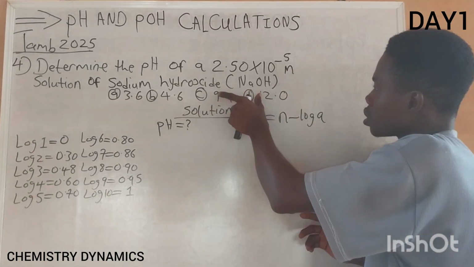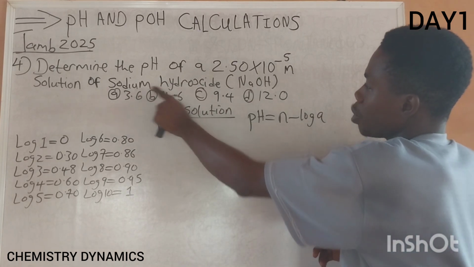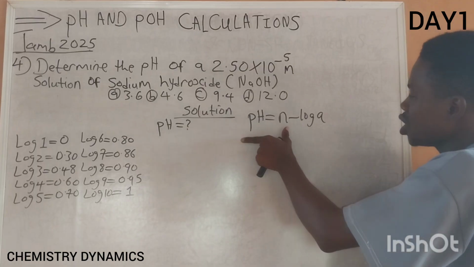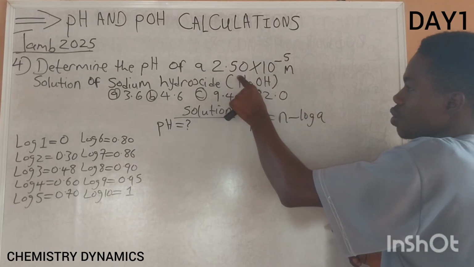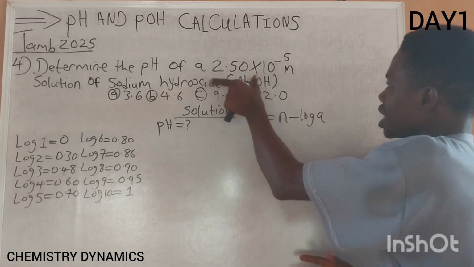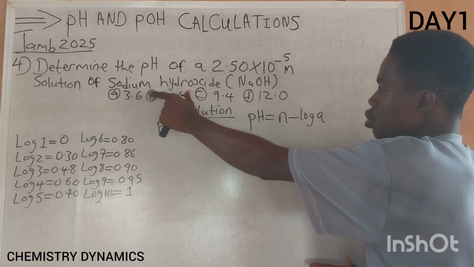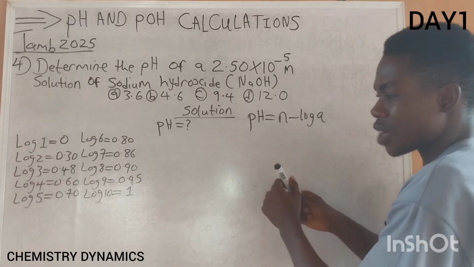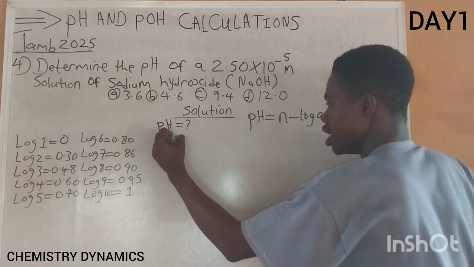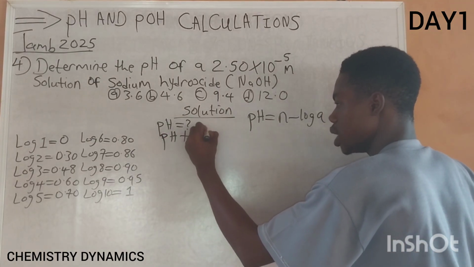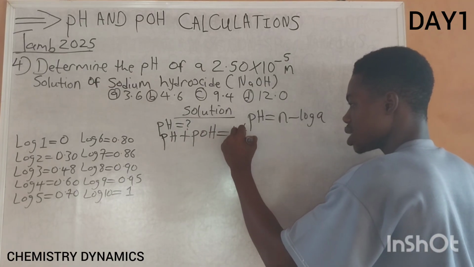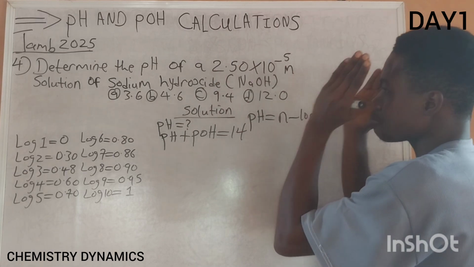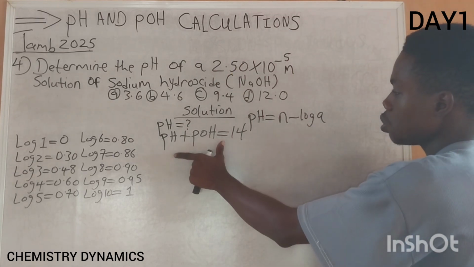But the concentration they gave us was for this sodium hydroxide, which happens to be alkaline here. So how are we going to find pH? We cannot use this formula to find pH because they did not give us the concentration of hydrogen ion. The concentration they gave us here was for sodium hydroxide, which happens to be alkaline. So what we're going to do here now is to use this other formula, which happens to be pH plus pOH equal to 14. So this happens to be the formula to use for this particular question.